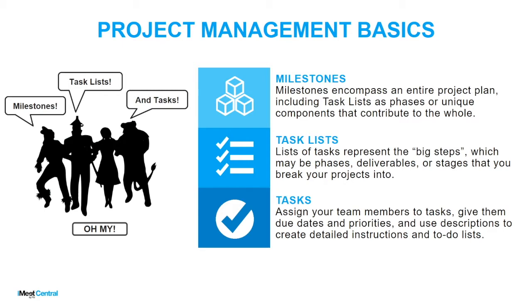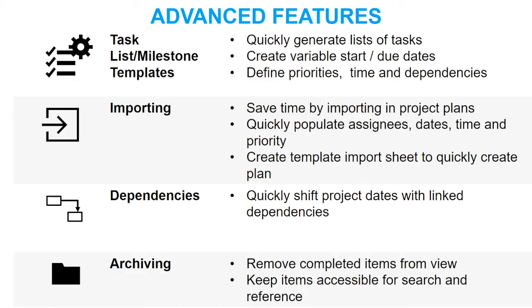Now, some advanced features exist in the system that we'll see briefly as we move through the tool. You can template your task lists and milestones, so if you ever want to use them again, you can quickly generate project plans using templates. You can import project plans from a CSV file. So if you are a team that likes to use Excel spreadsheets that keep track of tasks, and you're like, hey, let's stick this in iMeet Central, good news, you can save it as a CSV and import it.